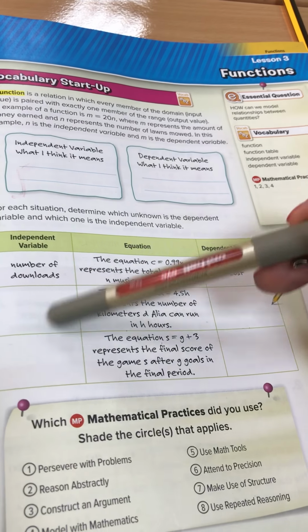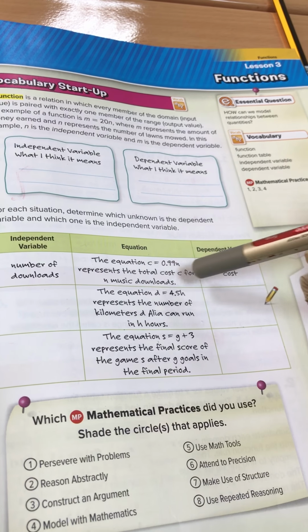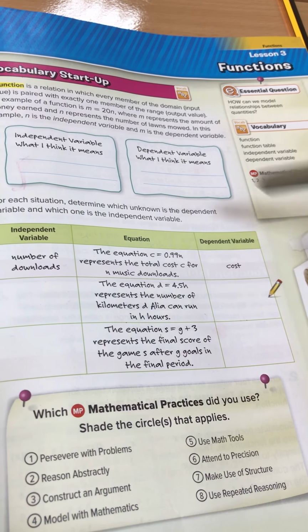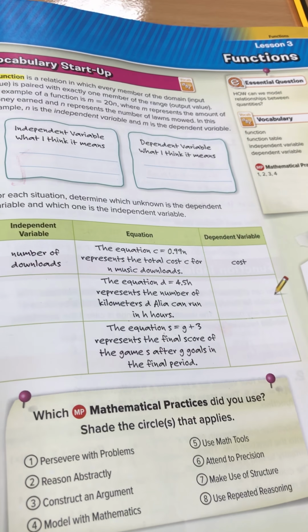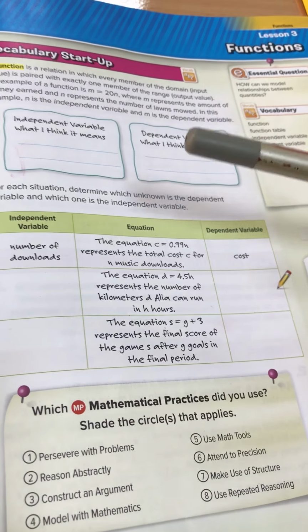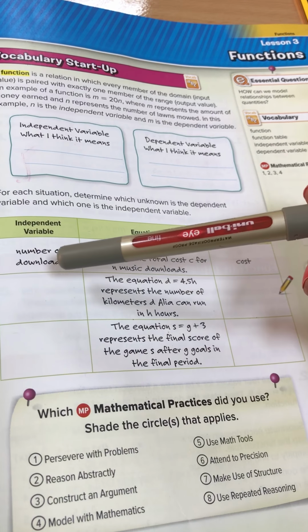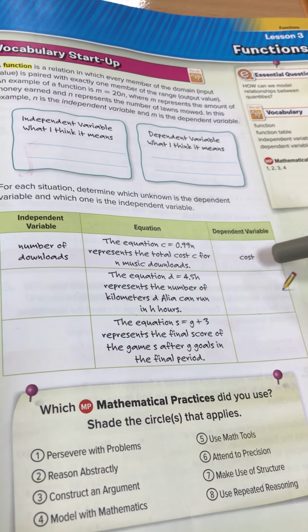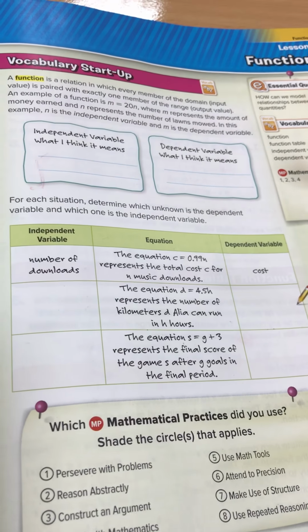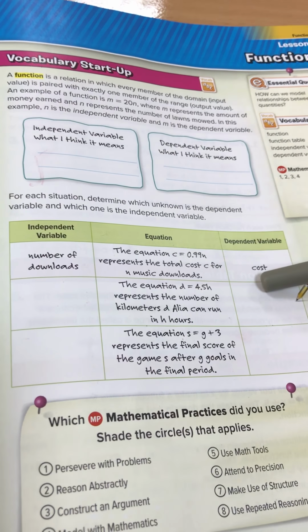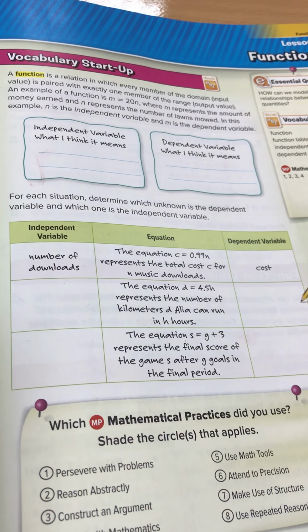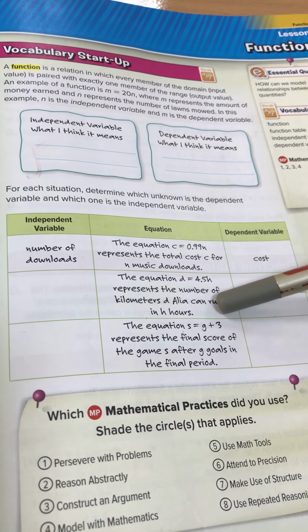So in these examples down here, the equation C equals 0.99n represents the total cost C for n music downloads. So your number of downloads is independent. That's just what you do. But that affects how much you pay. So the cost. You can't just have a cost alone with nothing to change it. You have to have the number of downloads also to know how much you're going to pay, or it will cost. Okay, same thing here.